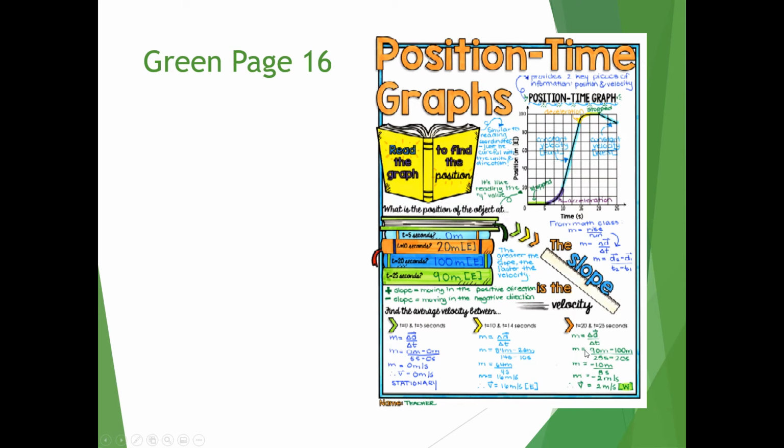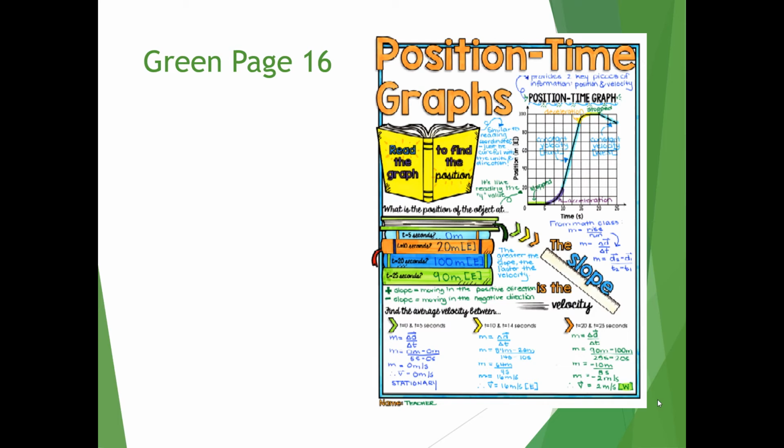And then for the third one, they have 90 meters minus 100 meters. They've got negative 10 meters over those 5 seconds. So they're going to end up flipping the east because they've got a negative here, and they're going to make it a west. So a negative east becomes a west. They have 2 meters per second west.